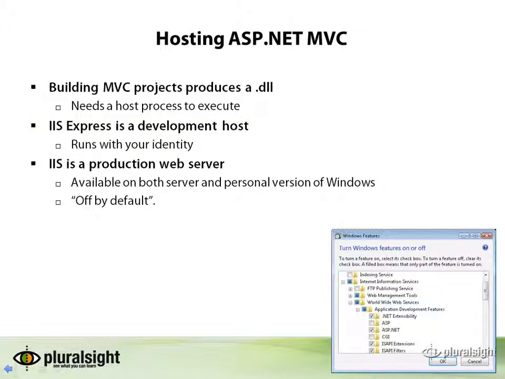But if you're deploying an application for real on the internet or intranet, chances are you'll be using the full version of Internet Information Services. You can install IIS on nearly any version of Windows. It is off by default on nearly all versions, so you might need to go into Windows Features to install it. Let me show you how that works.